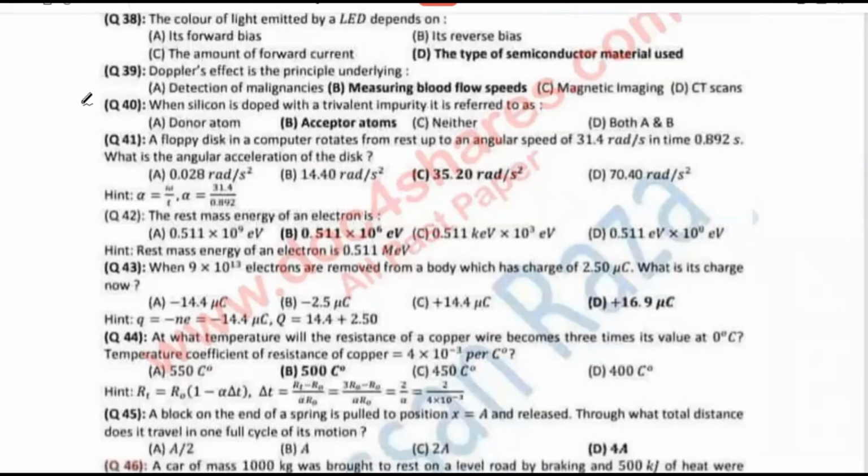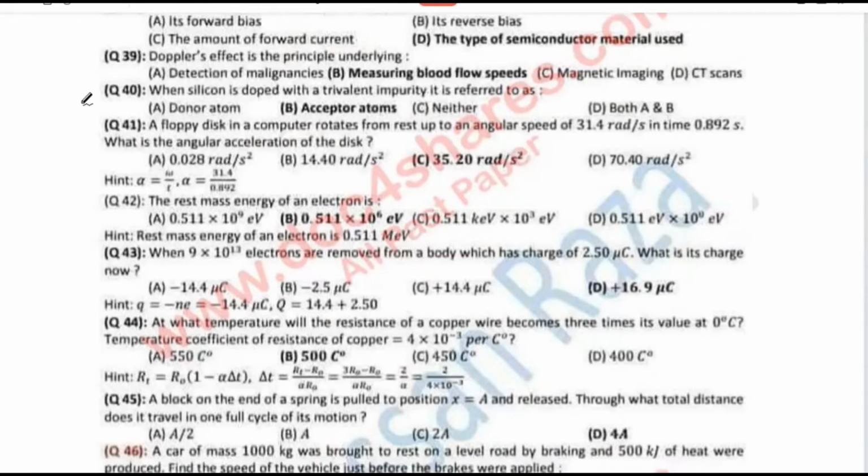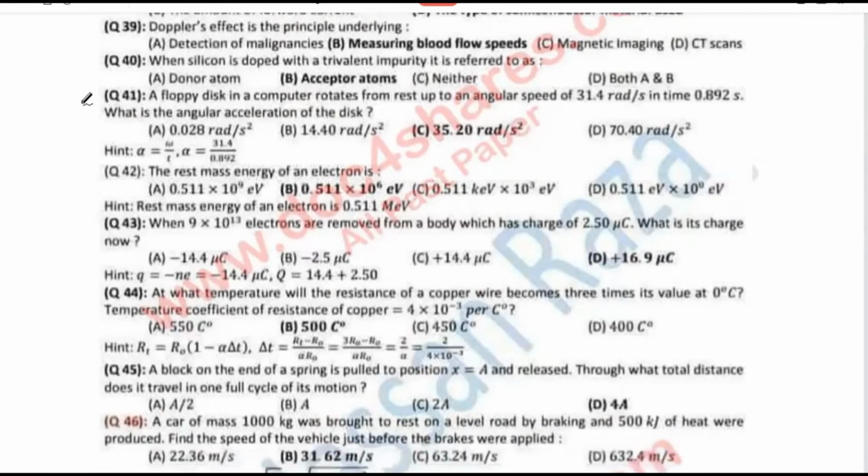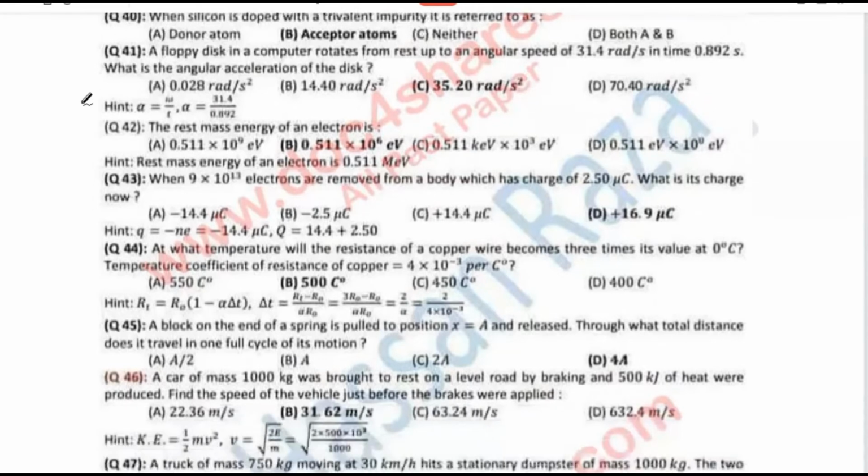At what temperature will the resistance of a copper wire become 3 times its value at 0 degree centigrade? The temperature coefficient of resistance of copper is 4 × 10^-3 per degree Celsius. So the answer is 500 degree centigrade.